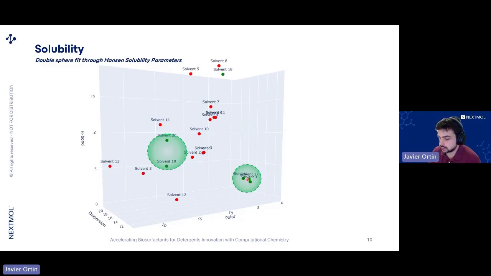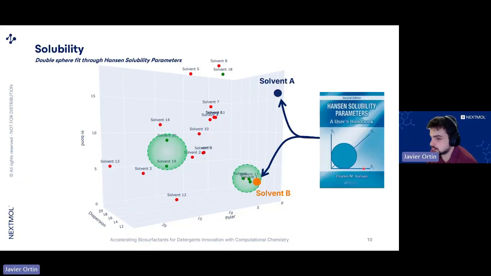Now we have obtained a model that has located the Hansen solubility parameters of these species, and this enables us to predict whether our surfactant will be soluble in any other given solvent if we have an experimental record of the Hansen solubility parameters. Let's illustrate this with an example. So we can take the handbook of the Hansen solubility parameters, and we can select 2 solvents of our election.